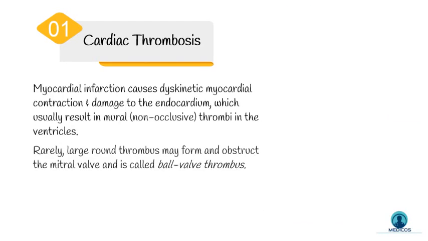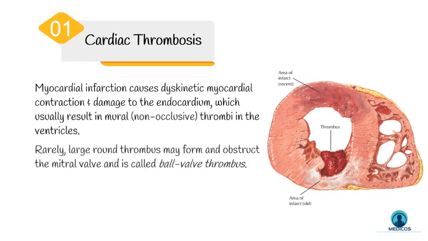Myocardial infarction also causes dyskinetic myocardial contraction and damages the endothelium, which usually results in mural or non-occlusive thrombi in the ventricles. But rarely, a large round thrombus may form and obstruct the mitral valve, and this type of thrombosis is called ball valve thrombosis. And there is also agonal thrombus, which is formed shortly before death and may occur in either or both ventricles. This type of thrombi is composed mainly of fibrin.